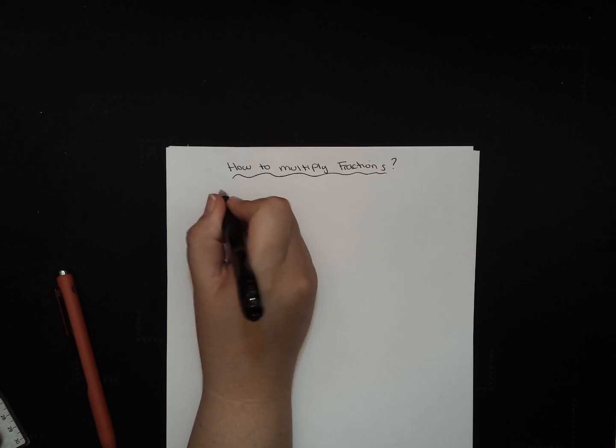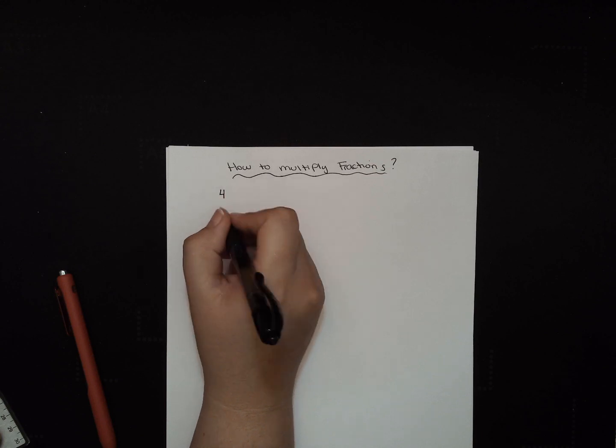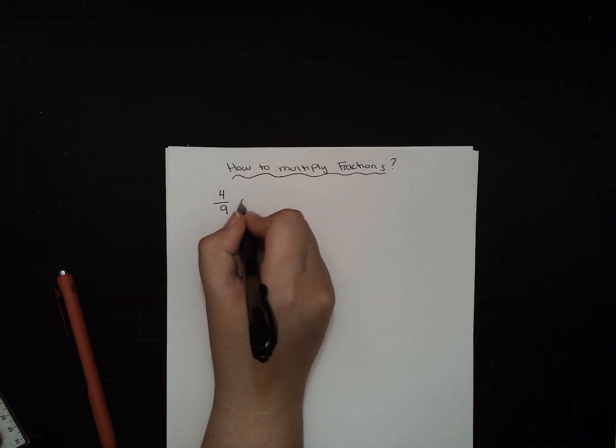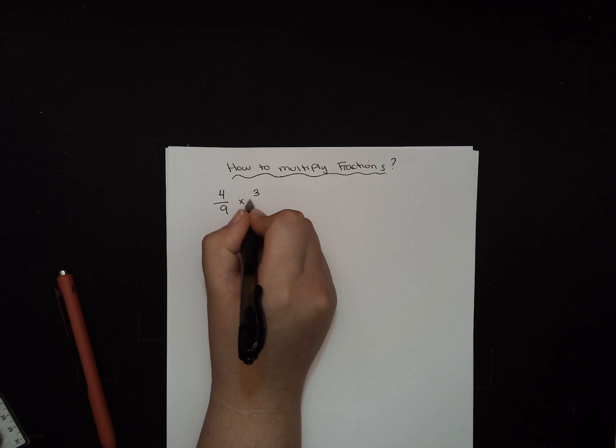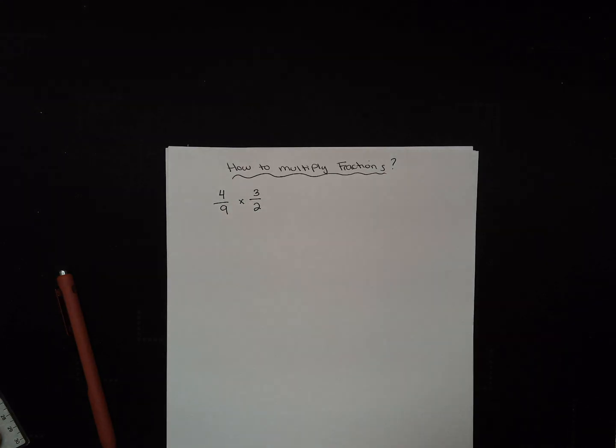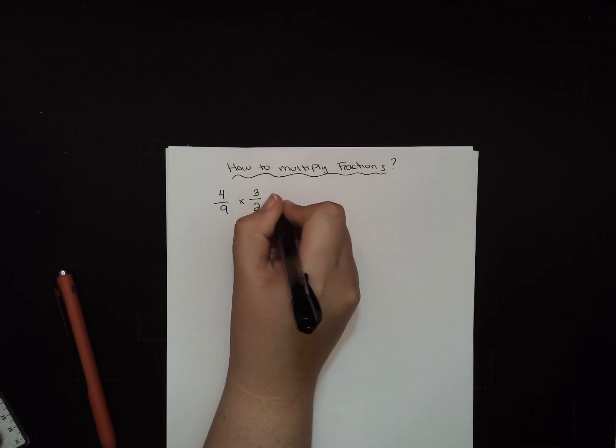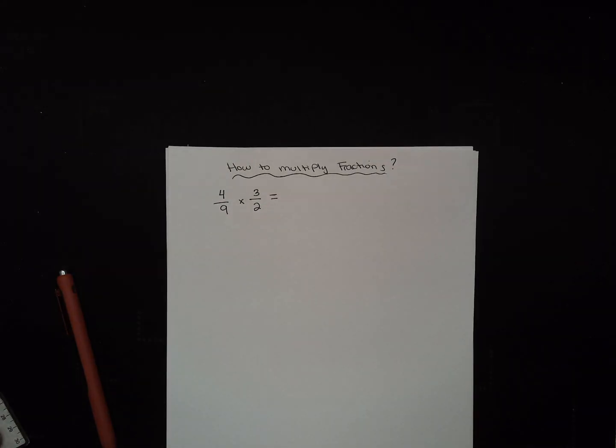And not only that, but how to simplify a fraction. So let's go ahead and do step one, and that would be solving a fraction multiplication problem. So let's say we have 4 over 9, and we need to multiply it by 3 over 2. Okay, we need to find out what this equals.